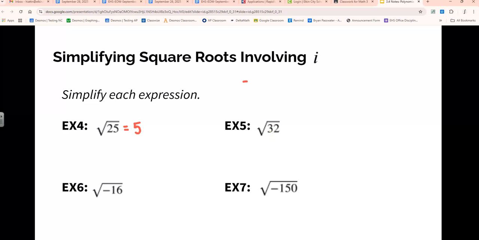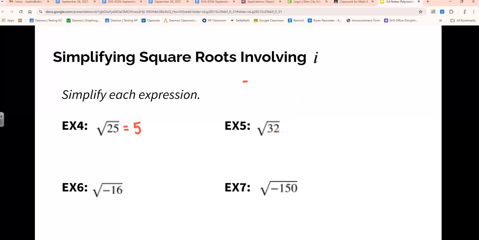However, square root of 32 is not a perfect square. So there is not a number that we could just say that number times itself equals 32. We could get a decimal if we typed it into the calculator, but that won't work when we get these negatives here for 6 and 7. So we need to do something different here.